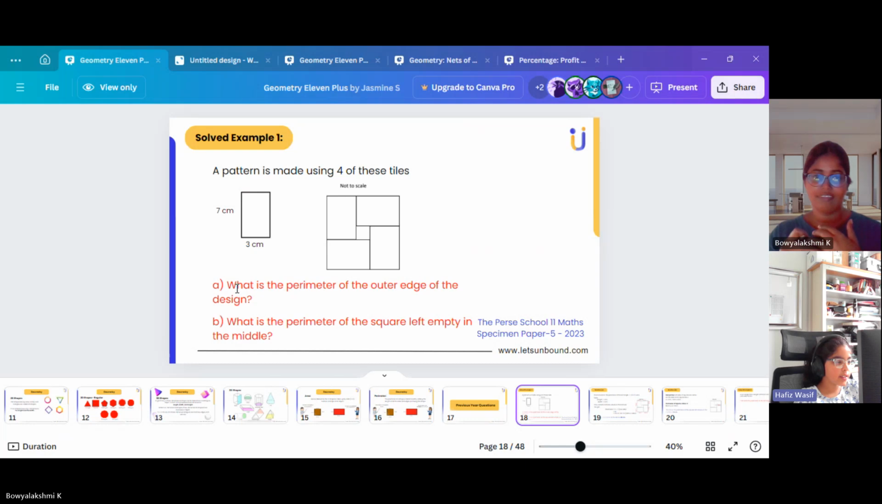This is 7, this is 7, 14, and this is 3, 17. This is also 3, 20, and this is 7. No, I'll do it again, sorry. This line would be 7, 3, 7, 3, 7, 3, 7, and 3. So I'll add them all together. 7 plus 3, 10, 20, 30, 40.